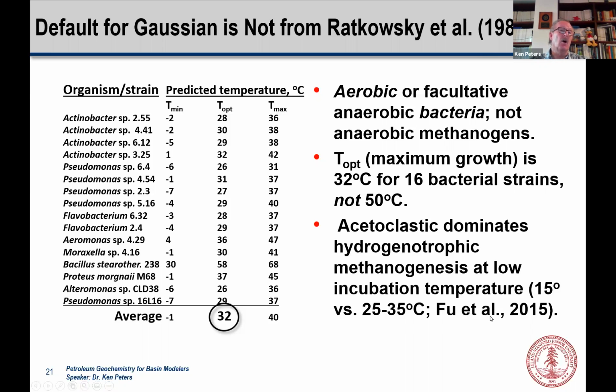There's this paper by Fu et al. in 2015, and again, they're working with cultures. It looks like low incubation temperatures, 15 degrees centigrade as opposed to 25 to 35 degrees centigrade, are what really prevail for these acetotrophic methanogens. So these temperatures are significantly below the 50 degrees C default in PetroMod. Of course, in PetroMod, you can change that default and slide that Gaussian distribution to the left to lower temperatures if you want.